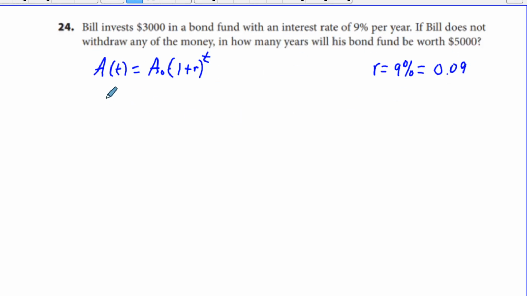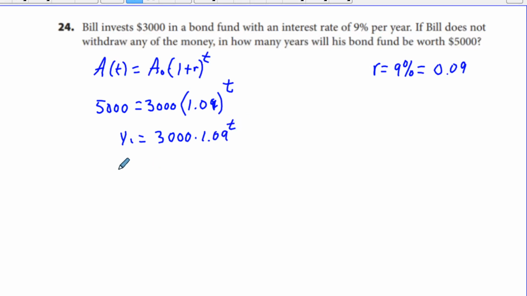And so just writing this out quickly, we know we want to get to $5,000, right? So $5,000 is equal to 3,000 times 1 plus 0.09, so it's going to be 1.09 to the power of t. So we're going to be looking at our y1 is equal to 3,000 times 1.09 to the power of t, and y2 is equal to 5,000. So let's go to our calculator.